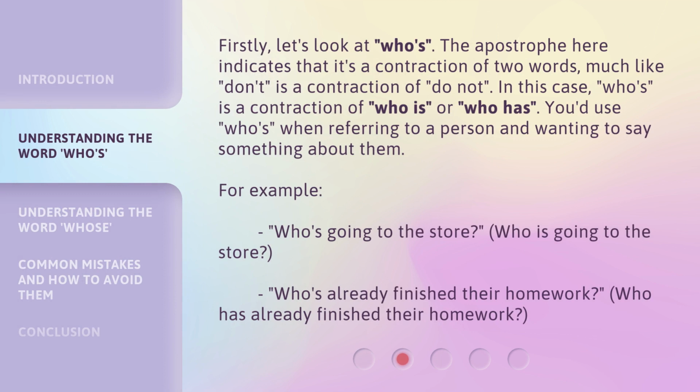Firstly, let's look at who's. The apostrophe here indicates that it's a contraction of two words, much like don't is a contraction of do not. In this case, who's is a contraction of who is or who has. You'd use who's when referring to a person and wanting to say something about them. For example, who's going to the store? Who is going to the store? Who's already finished their homework? Who has already finished their homework?